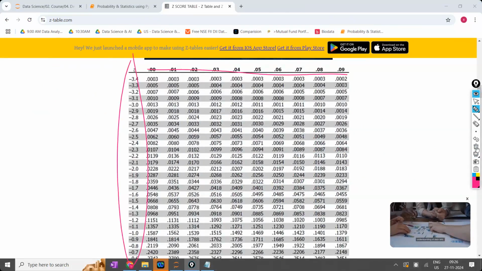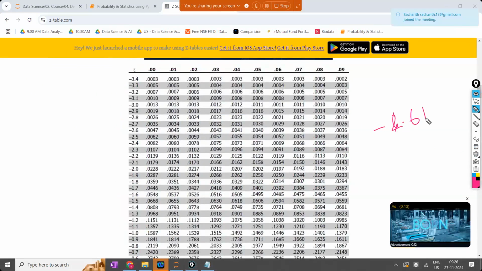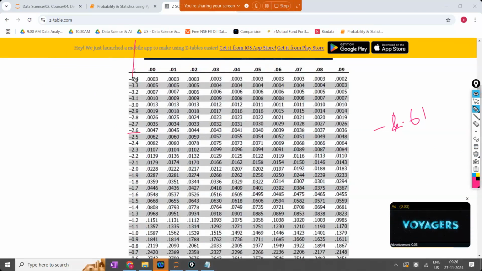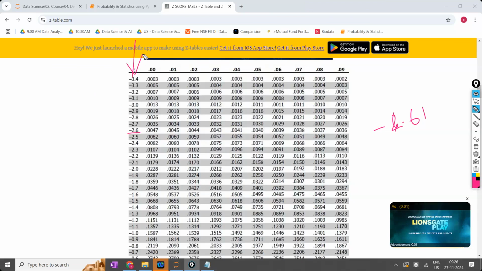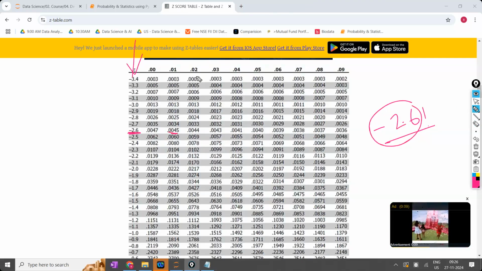Let's take an example. I want the value for minus 2.61. This is the requirement: for minus 2.61, what is the value of P? Can you see minus 2.6 up to 1 decimal here? In this line, you have to observe up to 1 decimal. So what value am I looking for? Minus 2.61. Minus 2.6 is up to here, and the 1 is this one, so the second digit is here.